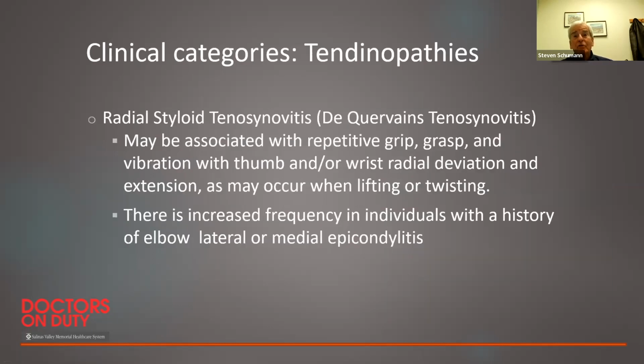May be associated with repetitive grip, grasp, vibration with thumb and or wrist, radial deviation and extension. May occur with lifting or twisting, same kind of things as can produce epicondylitis. Increased frequency in individuals, interestingly, with a history of elbow, lateral and medial epicondylitis, which may be a compensatory problem, stressing the wrist if there's pain in the elbow.